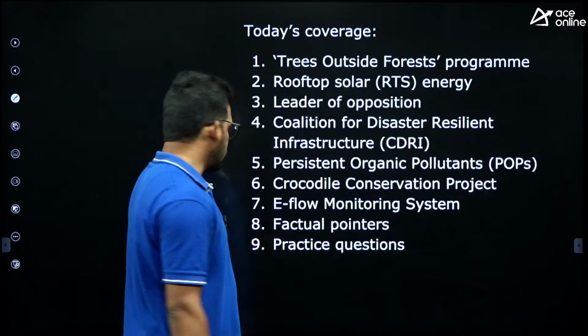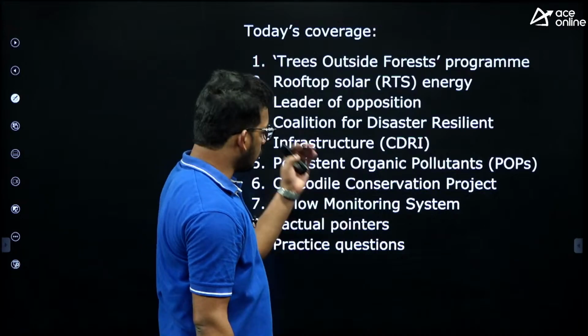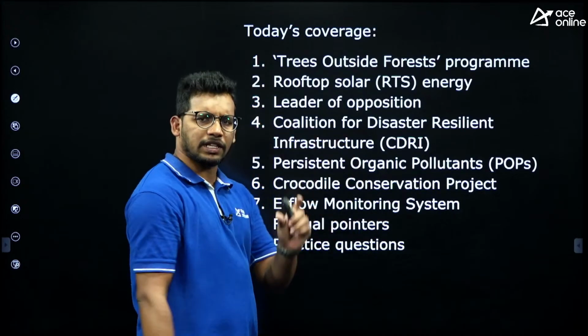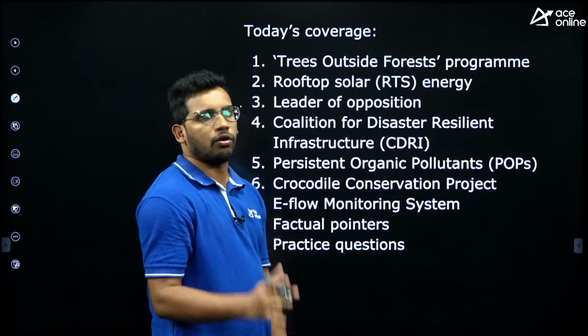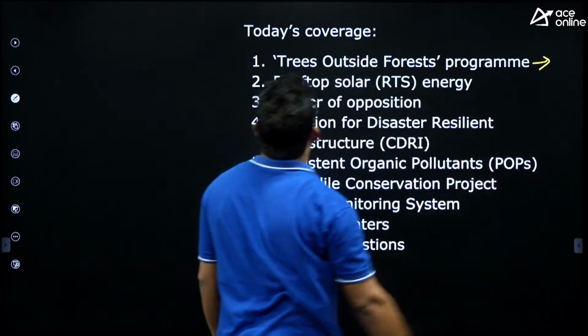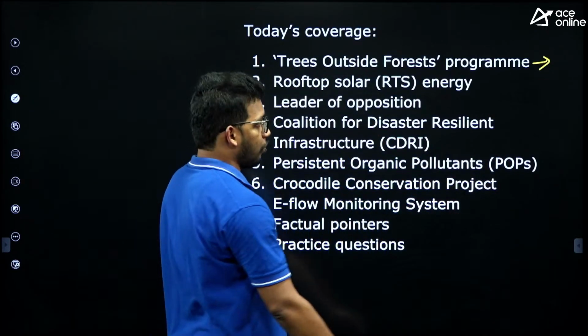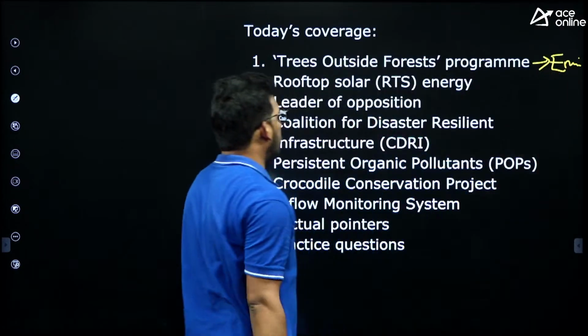These are the articles that we are going to cover today. We will see what the subjects are. All the current affairs can be categorized into some of the static subjects, right? Like polity, geography, history, environment, like that. Let's see what all the topics are. First one, Trees Outside Forests Program. The name itself suggests this is part of environment, right?